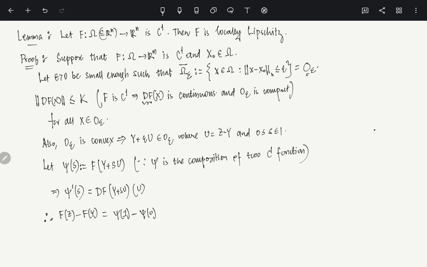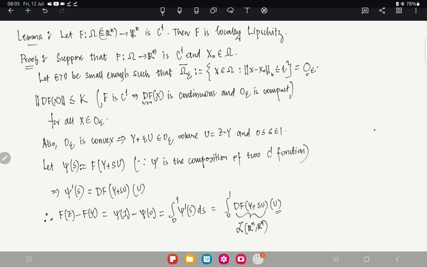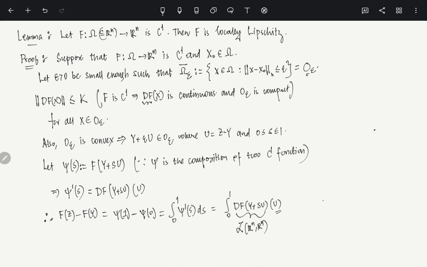Okay, so this can be written, by the fundamental theorem of calculus, as the integral from 0 to 1 of psi prime of s ds. Okay, and again psi prime of s, we already know what it is. It is the integral from 0 to 1 of dF at y plus su acting at u. Please understand, dF at y plus su is nothing but a linear map from Rn to Rn, and this is acting at an element of Rn. Okay, so this is what it means.